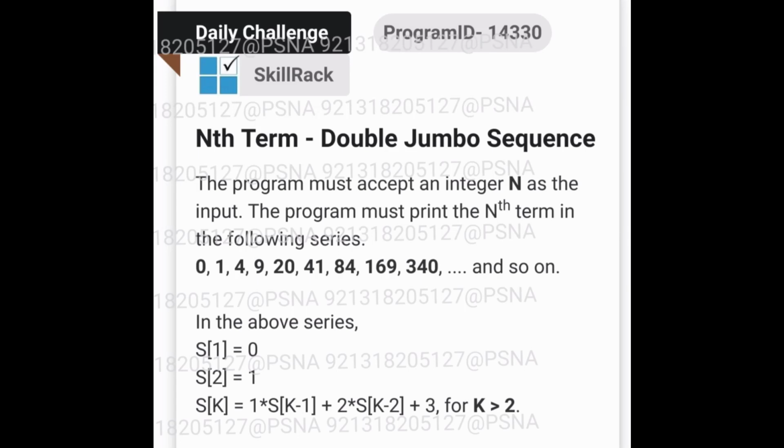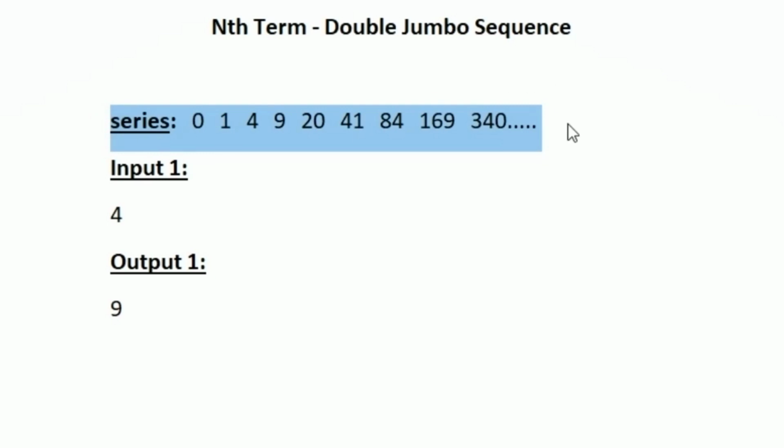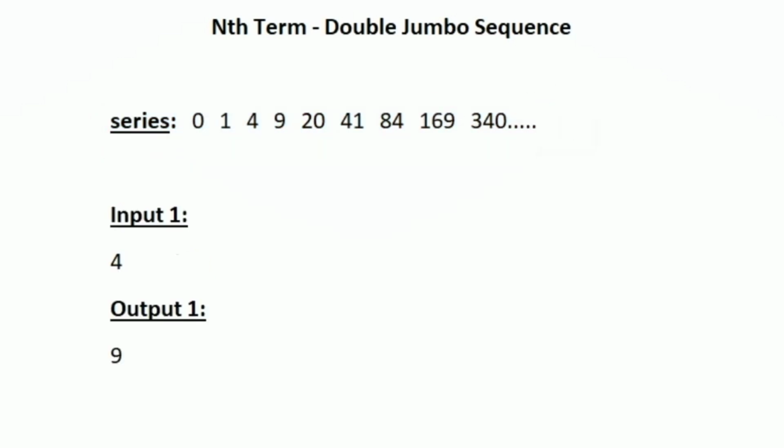This is the question asked in today's SkillRack daily challenge. We will be given an integer n as input and our task is to find the nth term in the series. For this question, this is the given series. First let us see how this series works. The first term of the series will always be 0 and the second term will be 1. From the third term onwards we will be applying the logic.